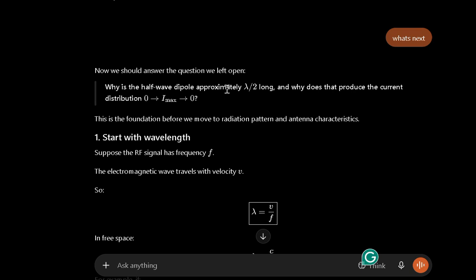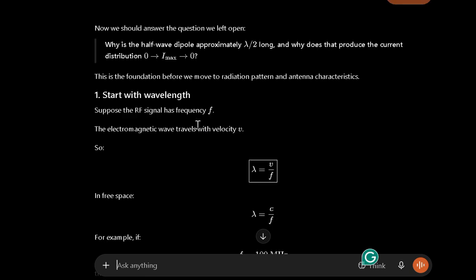Now we should answer the question we left. Why is the half-wave dipole approximately lambda by 2 long? And why does it produce a current distribution that is zero at the ends and maximum at the center? This is a fundamental foundation before we get to radiation patterns and antenna characteristics. Start with wavelength.